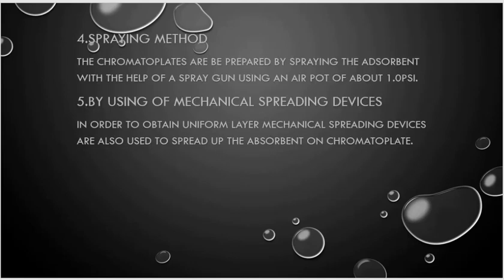The next method for the preparation of chromatoplate is the spraying method. It is a simple method, and the chromatoplates are prepared by spraying the adsorbent with the help of a spray gun using an air pot of about 1.0 psi.